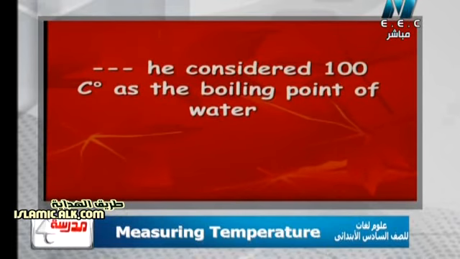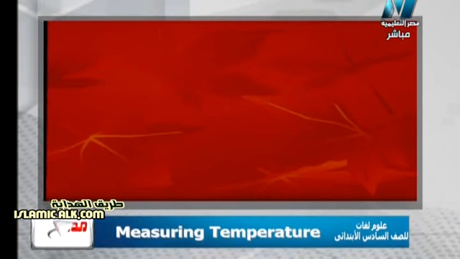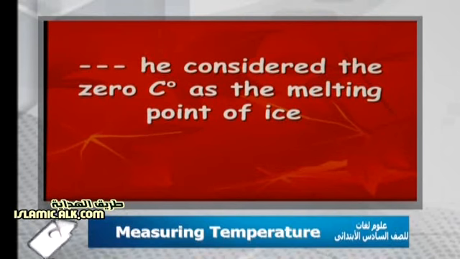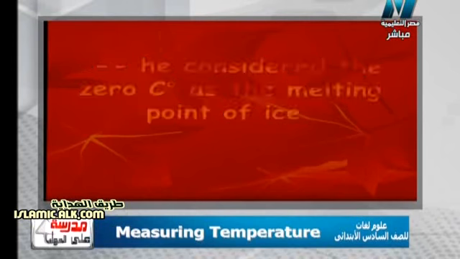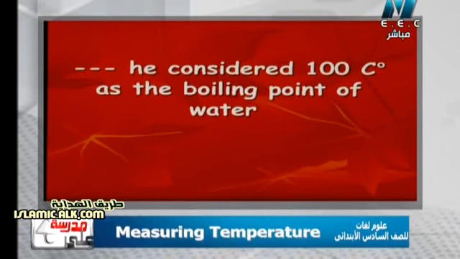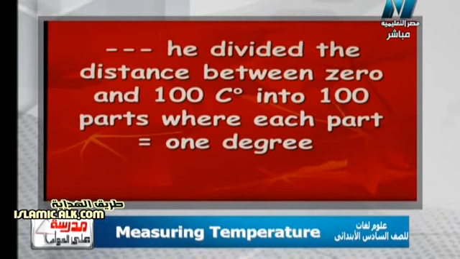He found that 100 Celsius is the boiling point of water, but 0 is the melting point of ice. So again, what's the difference between 0 and 100? 0 is the melting point of ice but 100 is the boiling point of water. So he considered 100 Celsius the boiling point of water, as I said, and he divided the distance between 0 and 100 into 100 parts where each part equals 1 degree.